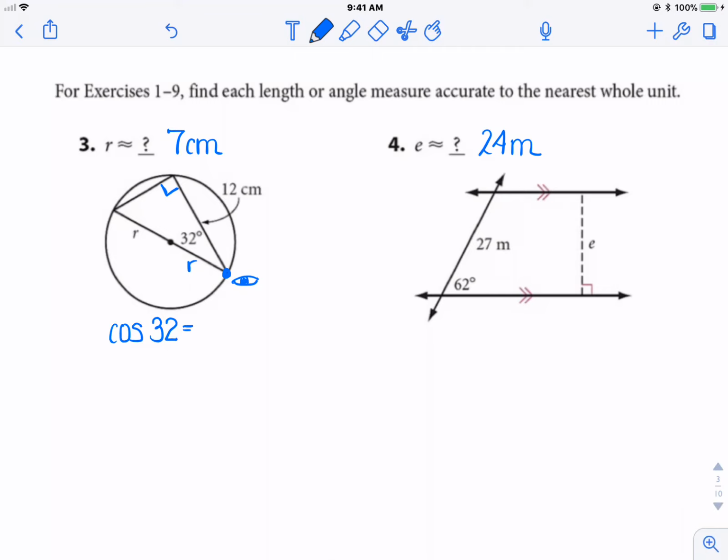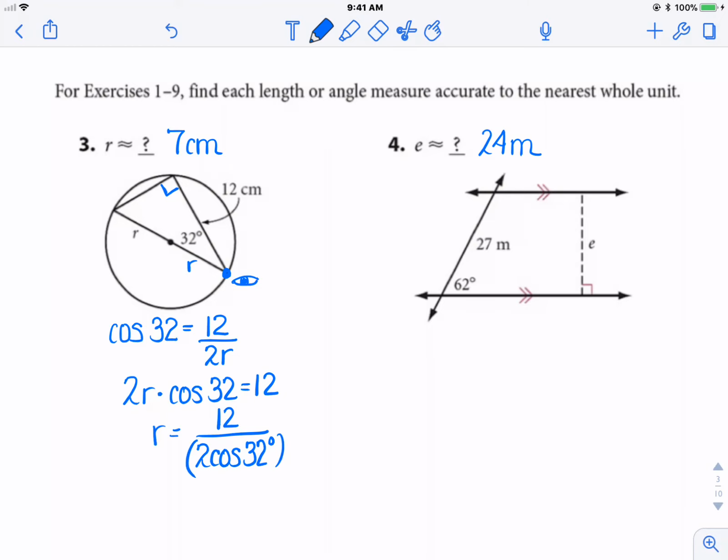Cosine from 32 degrees would be my adjacent over, in this case you could put d, I'm going to put 2r. So 2 times my radius times cosine of 32 degrees would be 12. So my radius would be 12 divided by the product 2 cosine of 32 degrees. Make sure when you do this on your calculator that that entire denominator is what you divide by, and therefore your radius comes out approximately 7.